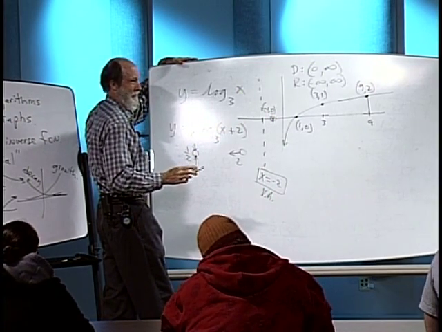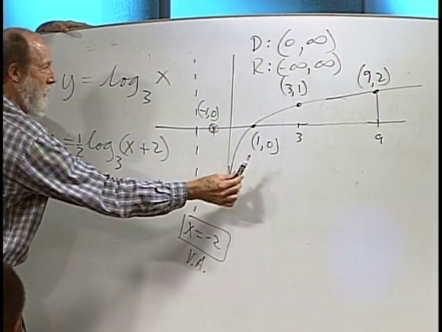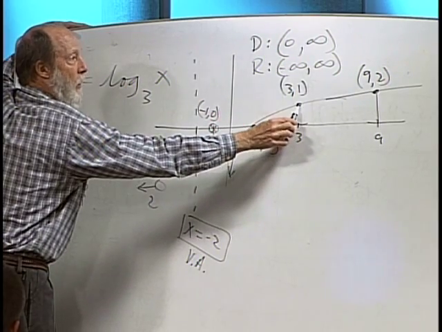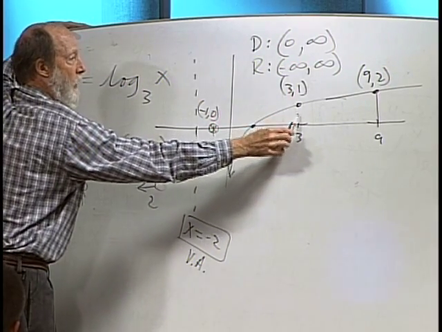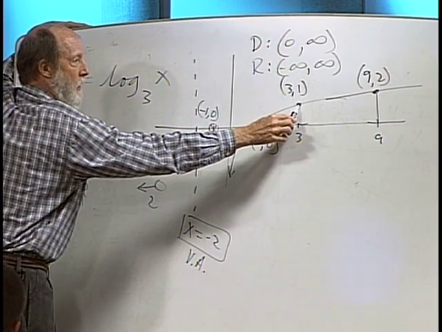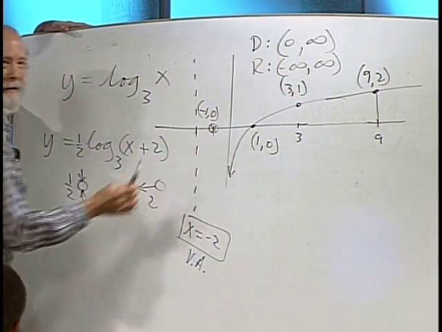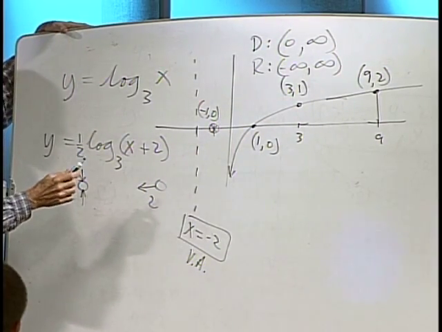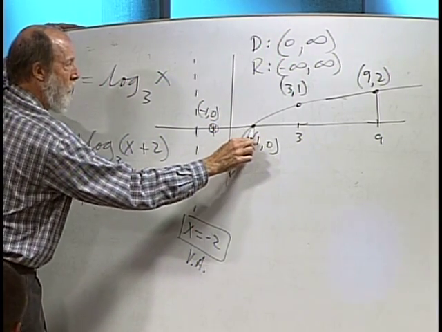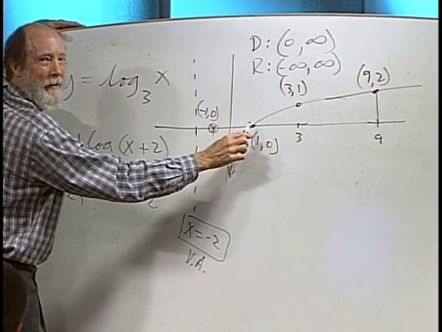Now I've got a tricky question to ask you. We were out here at 3 and up 1 on the basic logarithm graph, weren't we? Where does that point go to on this new graph? 3, 1 becomes what? 1 and 1/2? No, Jennifer, let me go with Jen. You go ahead. What do you think?